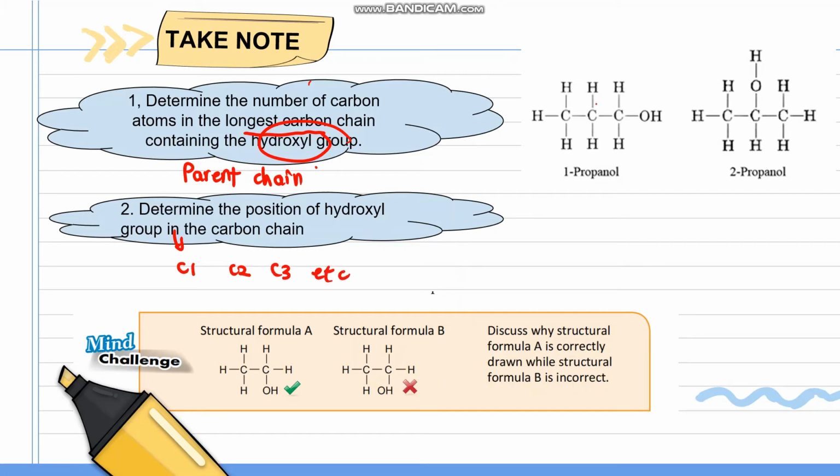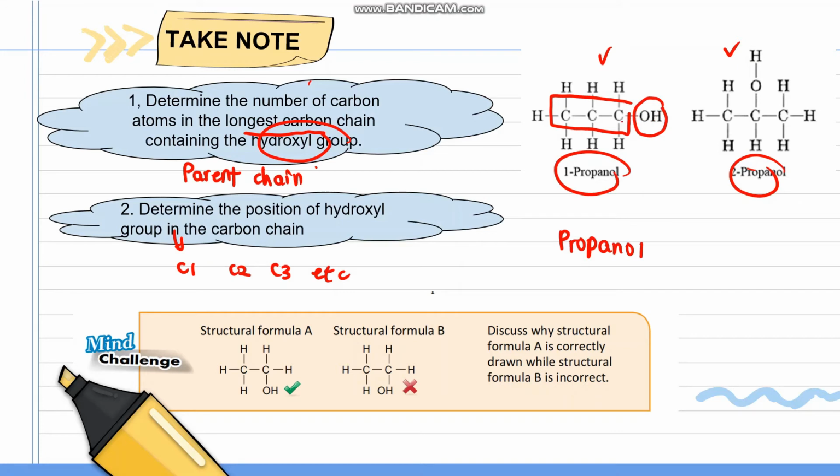Here, as you can see, there are two examples. The first one is 1-propanol, and the second one is 2-propanol. The longest chain, or parent chain, has 3 carbon atoms, so we name it propanol. If you look at the structural formula, you will see that the hydroxyl group, or OH group, is located at carbon number 1. This is the first carbon atom, the second carbon atom, and the third carbon atom. Since the hydroxyl group is located at the first carbon atom, we name it 1-propanol. For the second case, the hydroxyl group is located at carbon number 2, so we name it 2-propanol.